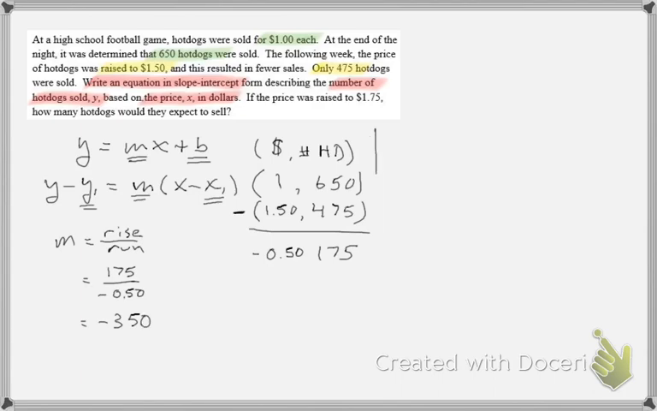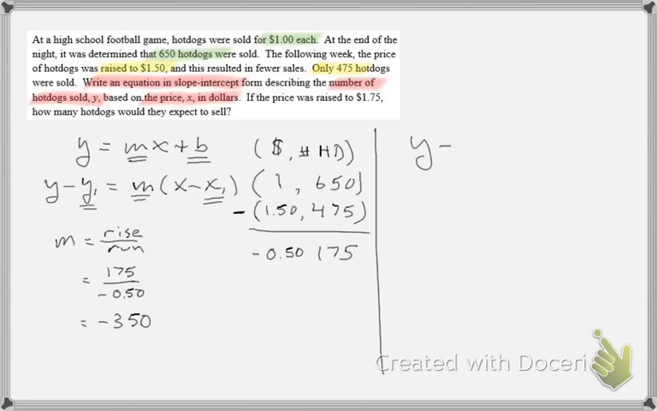So now I need to start plugging things into my two standard forms, or one of my standard forms for my equation of a line. And I really want to use the slope-intercept if I can, but I don't know the y-intercept. To know that, I would have to know the price, or the number of hot dogs for when the price was 0, when x is 0. So I have to use the point-slope form.